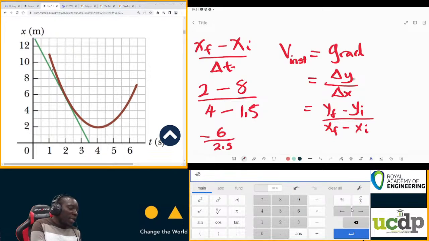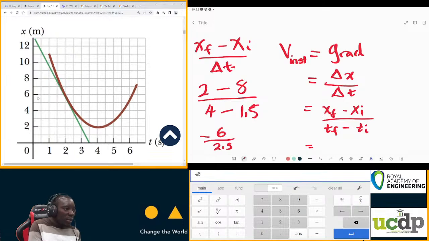In this case, the y-axis is represented by x, and the x-axis has got t. So we can change that to say x final minus x initial over t final minus t initial. Because on the x-axis we have t, and on the y-axis we have x. So don't worry about that issue of x's, but you just have to know what quantity you are dealing with there. So this is still displacement over time to give us velocity. So that's consistent.